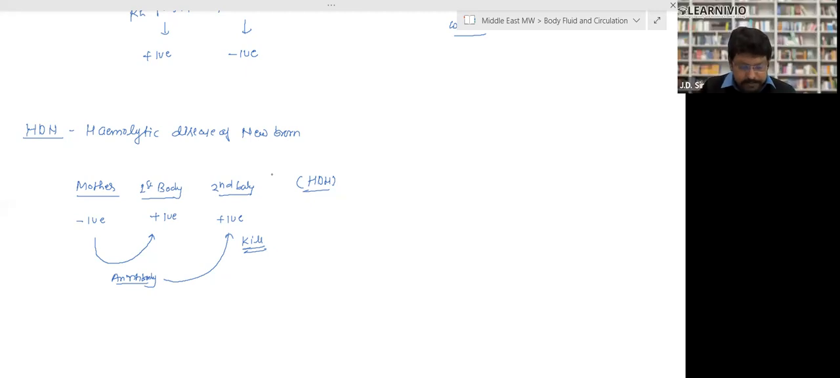I will dictate. Please note it down. If the fetus is Rh positive and the mother is Rh negative, the first baby will survive, but the second baby will lead to hemolytic disease of newborn, and it won't survive.